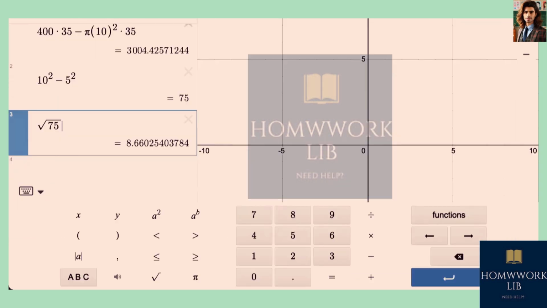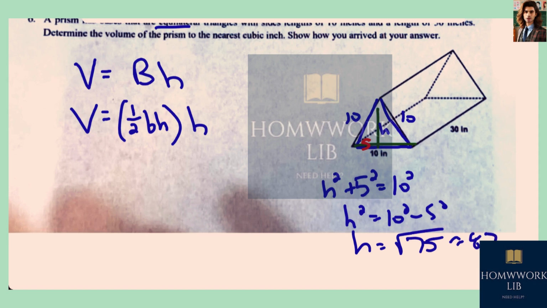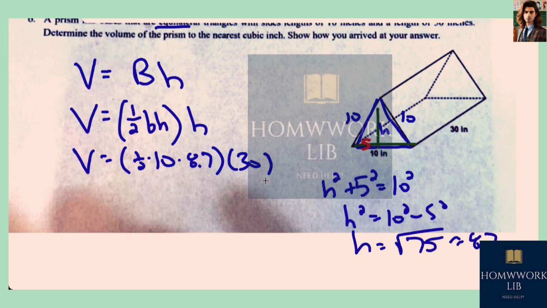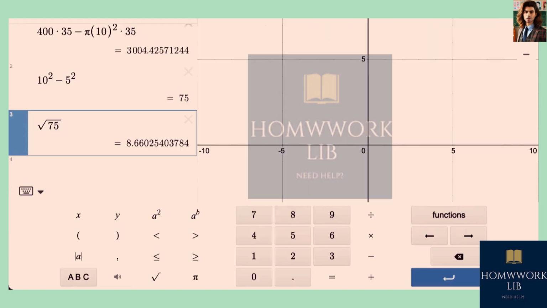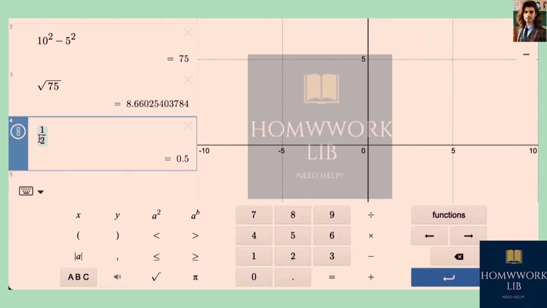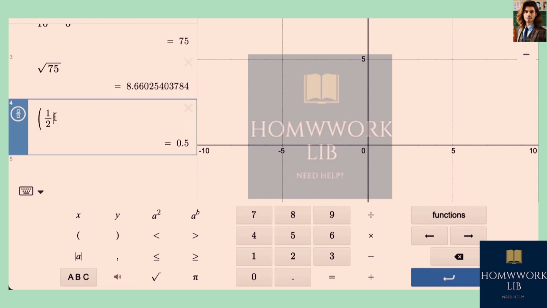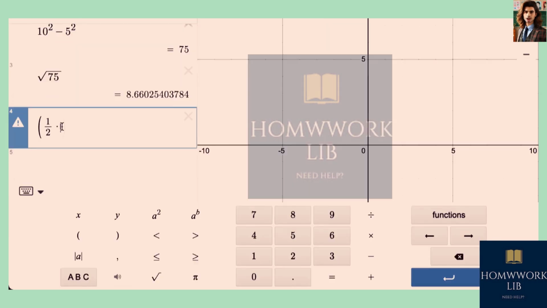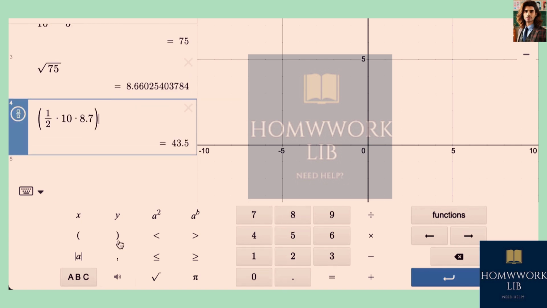So I think actually it would be pretty safe to say that's 8.7. Okay, so the base of the triangle is 10. The height of the triangle we just found to be 8.7. And now the height of the prism is 30. So that means the volume to the nearest cubic inch is 1/2 times 10 times 8.7 times 30. That's 1305.